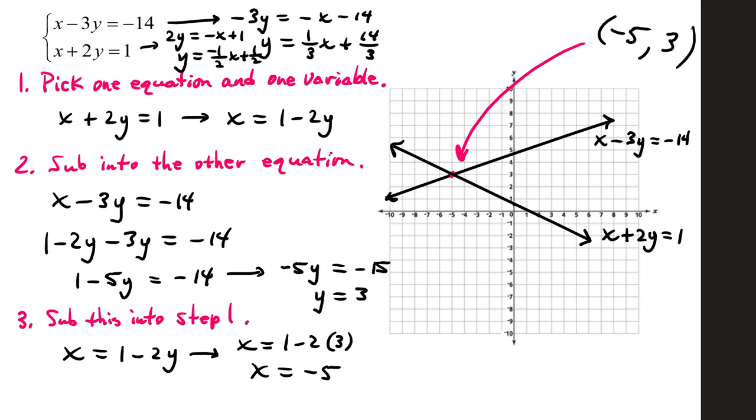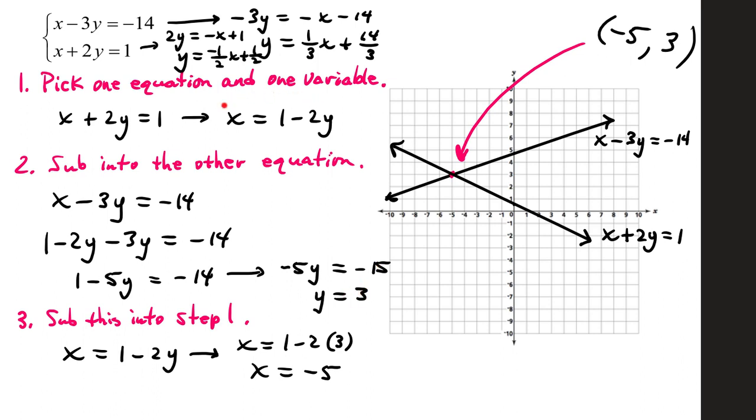Now, the equation we haven't used was the top equation, x minus 3y equals negative 14. Replacing x with 1 minus 2y, we have 1 minus 2y minus 3y equals negative 14. Combining like terms, 1 minus 5y equals negative 14. Subtract 1, negative 5y equals negative 15. And then finally, dividing by negative 5, we get y equals 3.